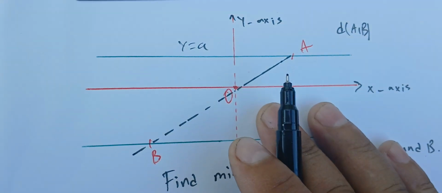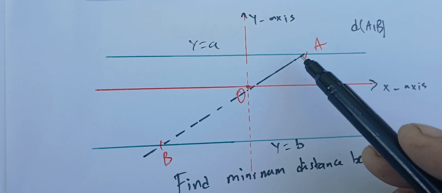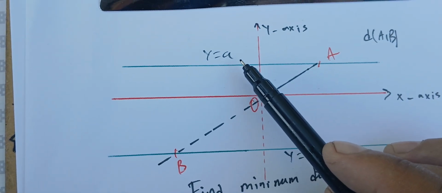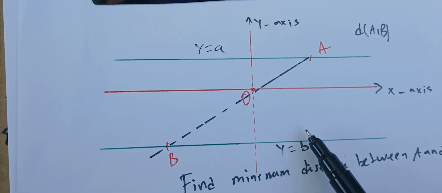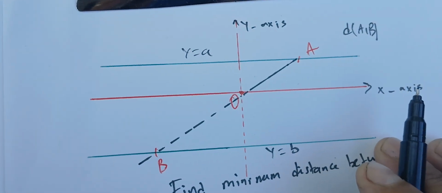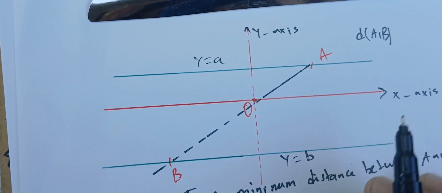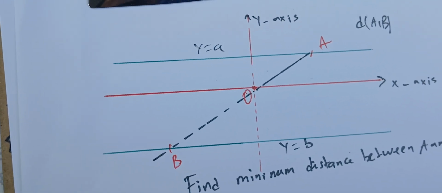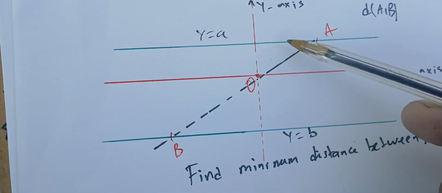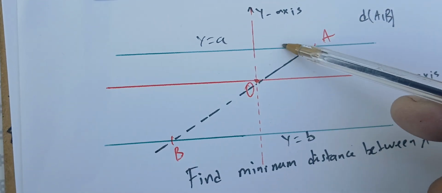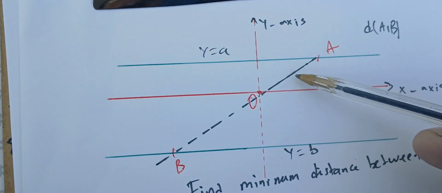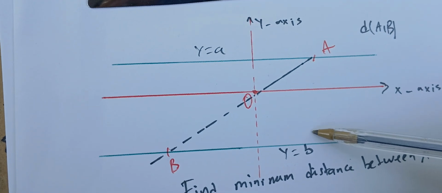In this problem, we're going to try to find the distance between A and B, two moving objects on these two parallel lines, y equals A and y equals B. We will have to find this minimum distance here, okay? Our intuition tells us that the distance should be equal to this minimum distance between these two lines. This line that has equation y equals A and this one that has this equation y equals B.